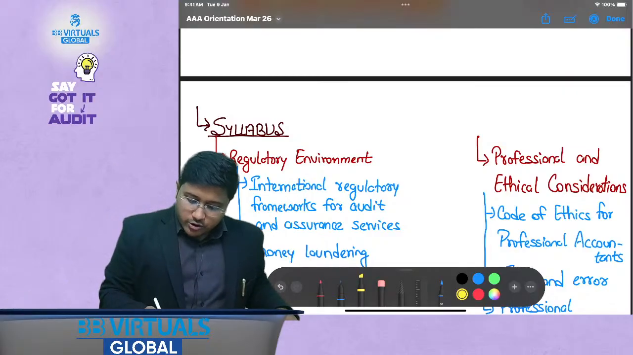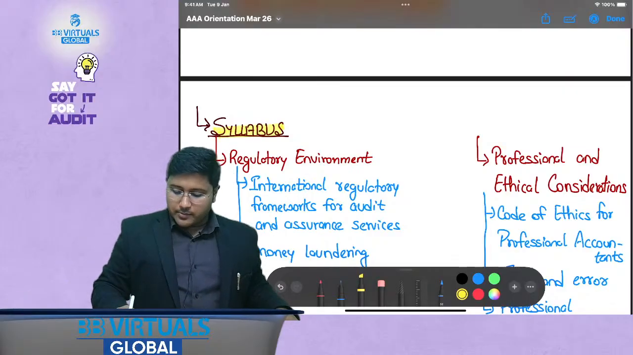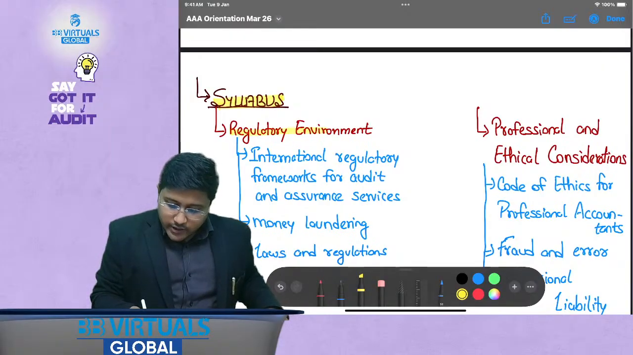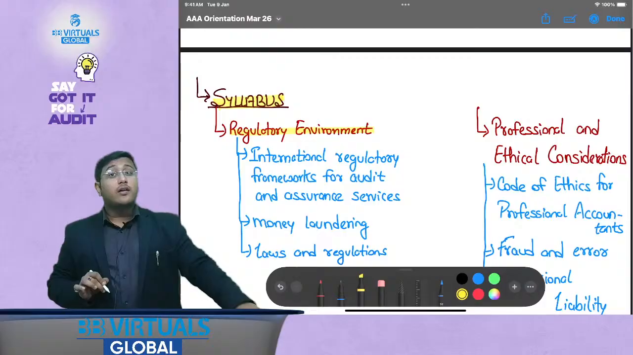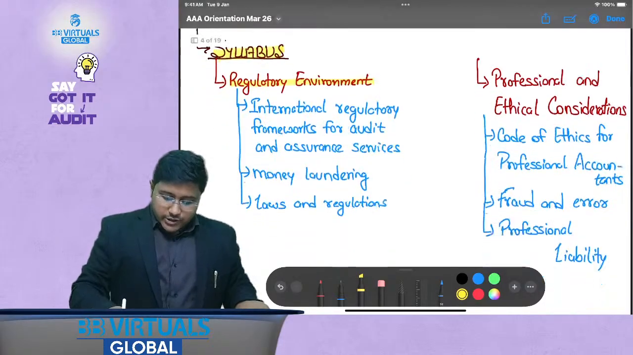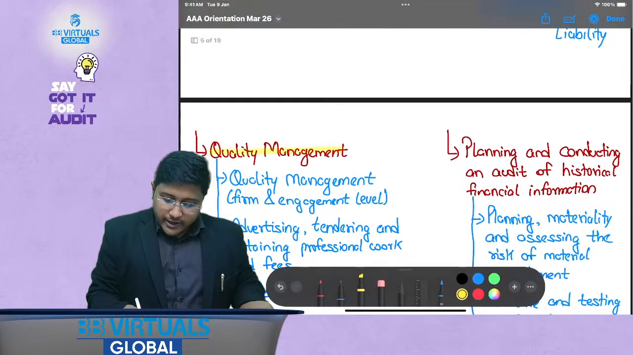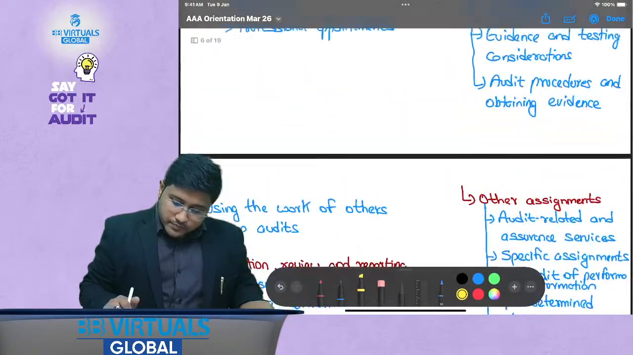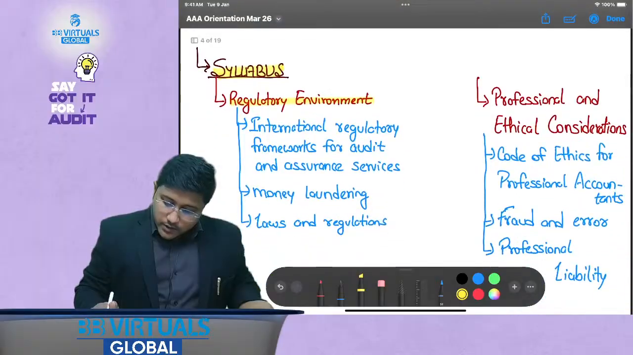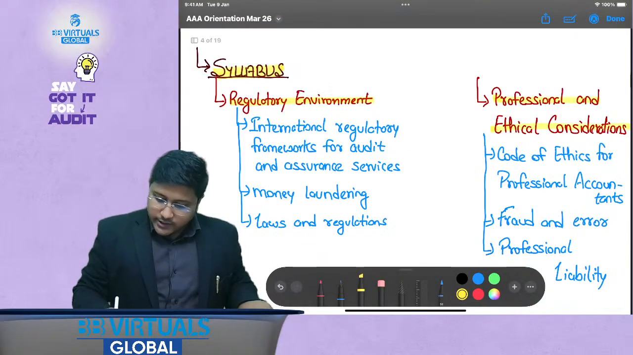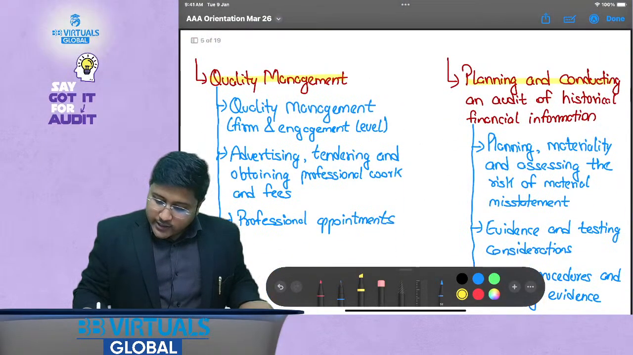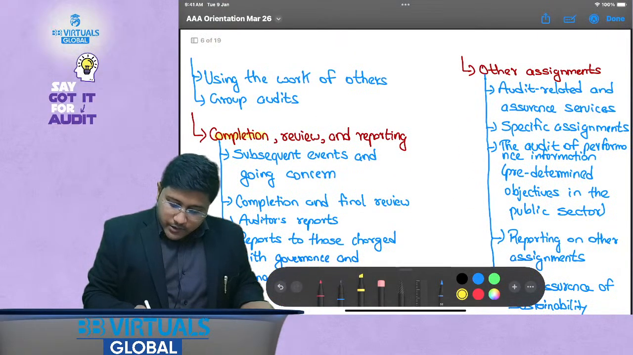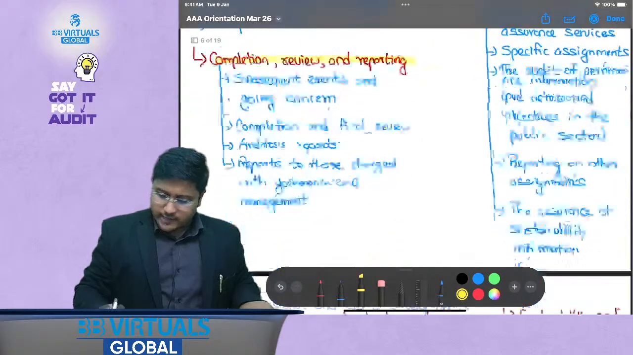Okay, now let's talk about the syllabus. The syllabus is divided into multiple sections. Section 1 is the regulatory environment. Section 2 is quality management. Then section 3 is professional and ethical considerations. Then planning and conducting an audit of historical financial information. Then completion, review and reporting, and finally other assignments.